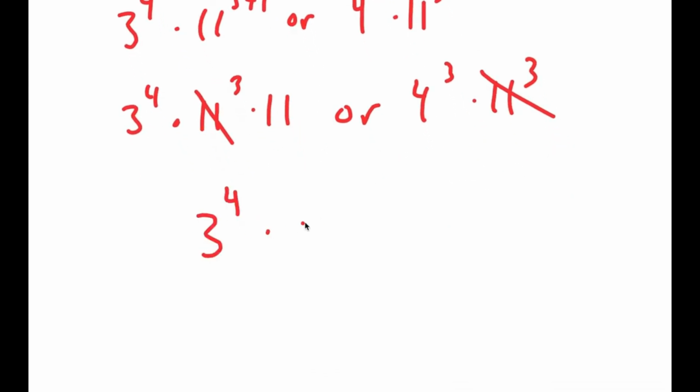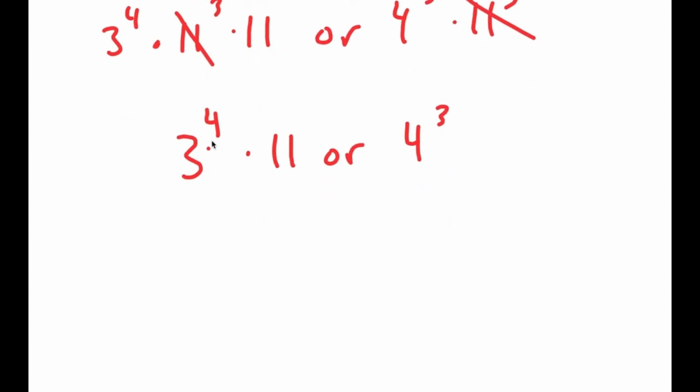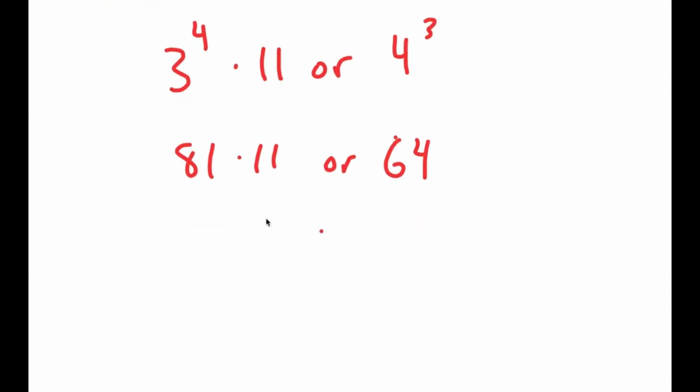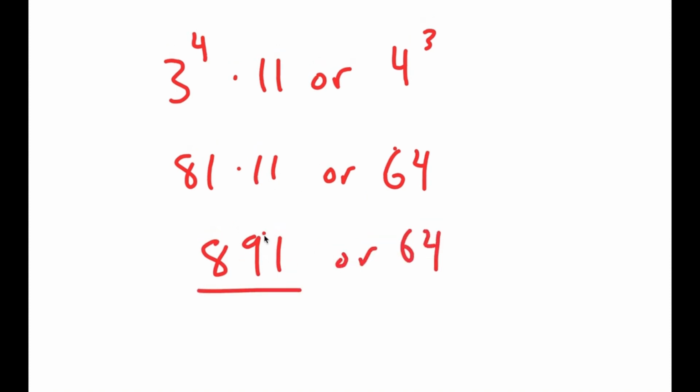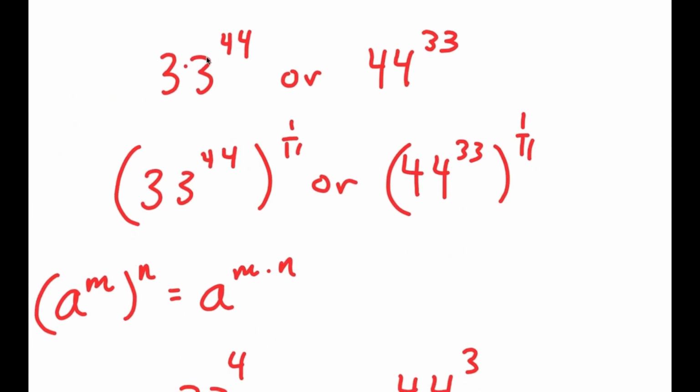So I'm just comparing 3 to the power of 4 times 11, or 4 to the power of 3. Now 3 to the power of 4 is 81, so I have 81 times 11, or 4 to the power of 3, which is 64. Now 81 is already greater than 64, and on top of that we're also multiplying by 11, which turns into 891, or 64, meaning 891 is greater, so 33 to the power of 44 is the greater term.